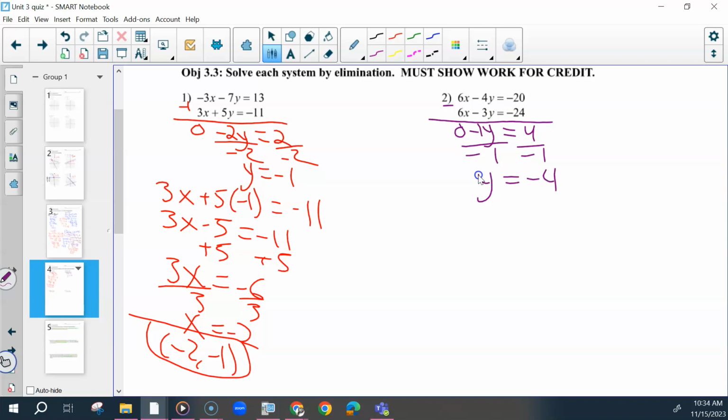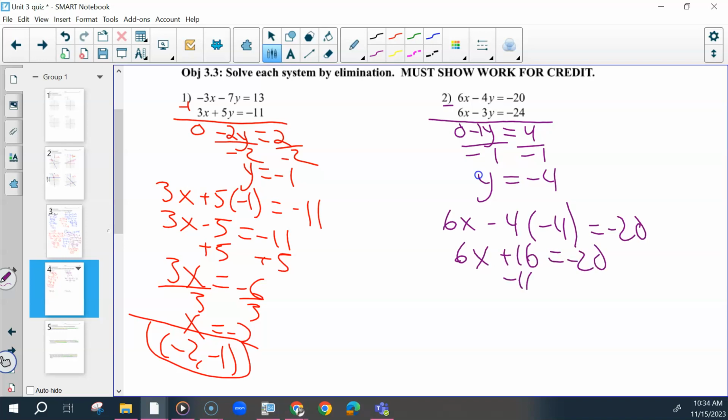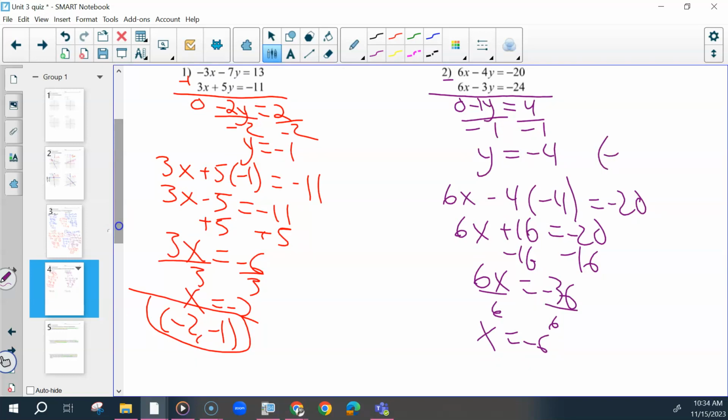Once you have your y, put it back into one of the equations, find x. I'm going to use the first one. You take -20 out of 24. Subtract 16 on both sides, and divide both sides by 6. So our ordered pair would be -6, -4. Some of you got 6, 4, or 6, -4, or some variation of that, but they were both supposed to be negative.